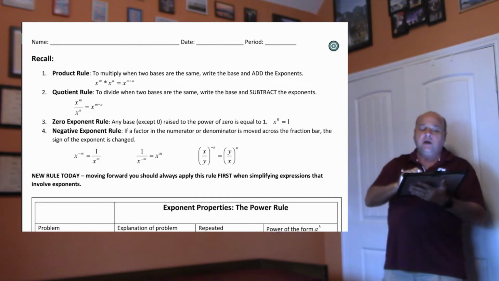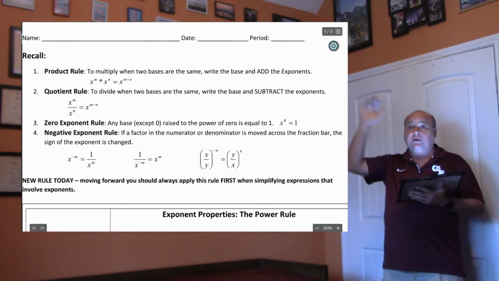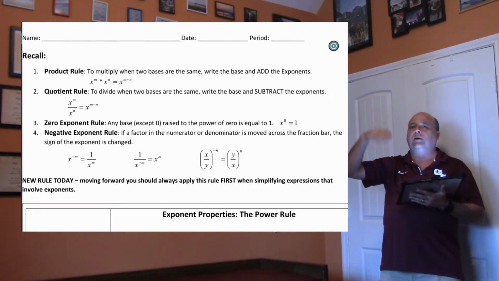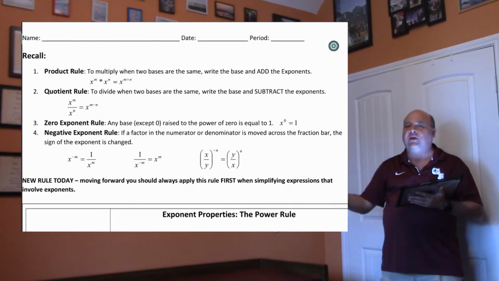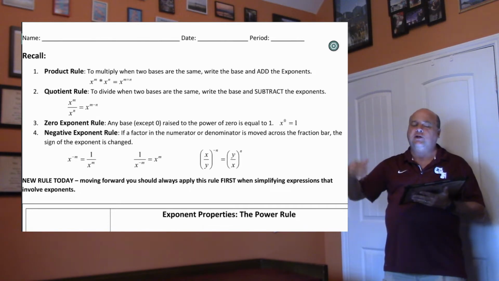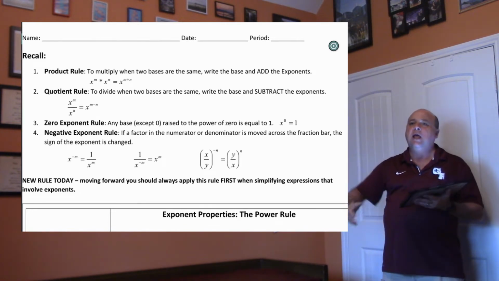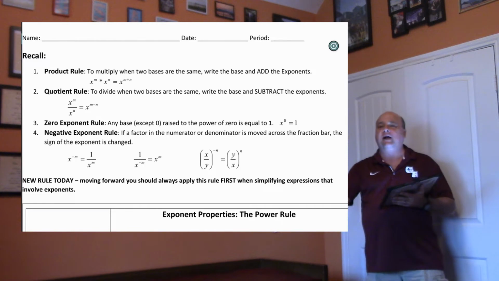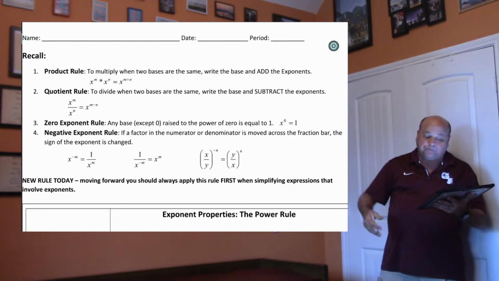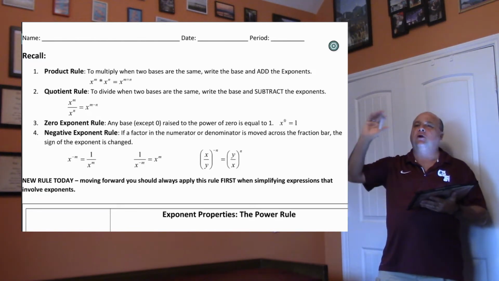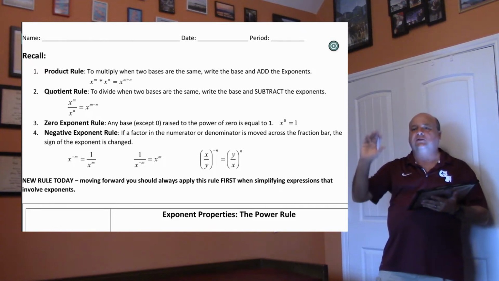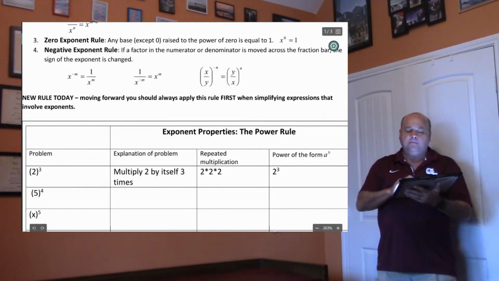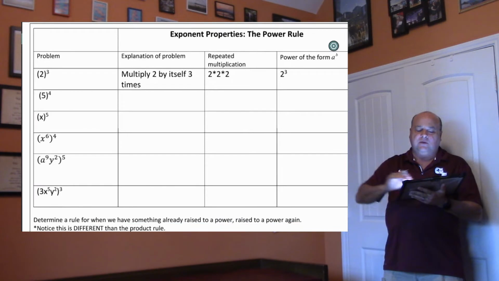Life is fun. Okay, the first part of this paper reviews the rules. Remember, when you multiply, you add the exponents. When you divide, you subtract the exponents. If an exponent is 0, that base turns to 1. And a negative exponent moves the base across the fraction bar. Okay? Now then, let's look at this.